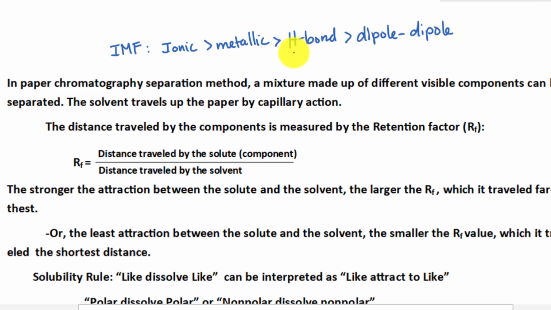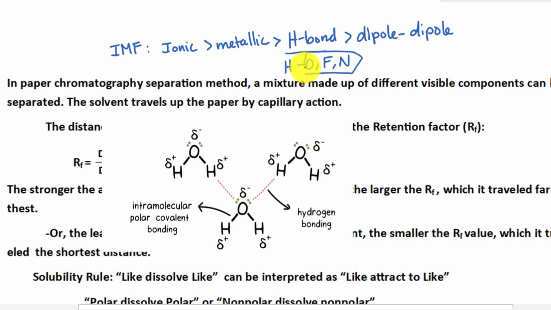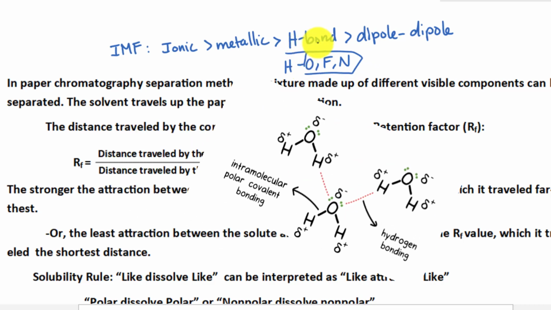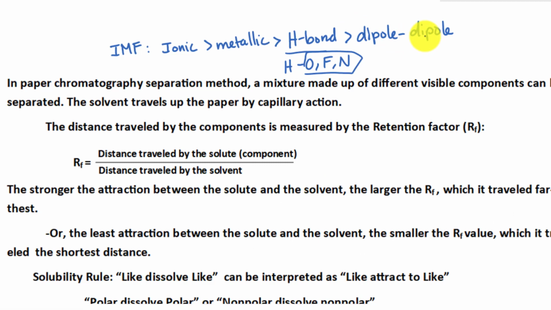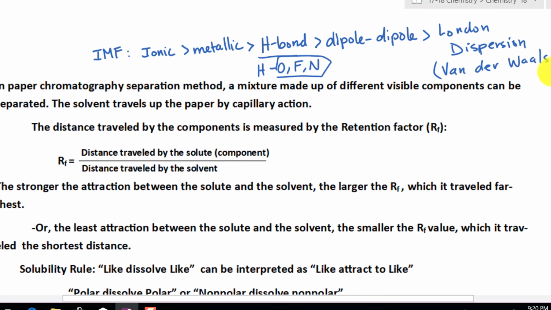If you notice, hydrogen bond has its own unique name. That's because it applies especially when we're working with hydrogen bonding with O, F, and nitrogen. It is so unique to these three electronegative elements. Of course, hydrogen bonding is stronger than dipole-dipole forces. And lastly, the weakest one of them all is the London dispersion, also known as the van der Waals force. So this is the relative strength of different types of intermolecular force.